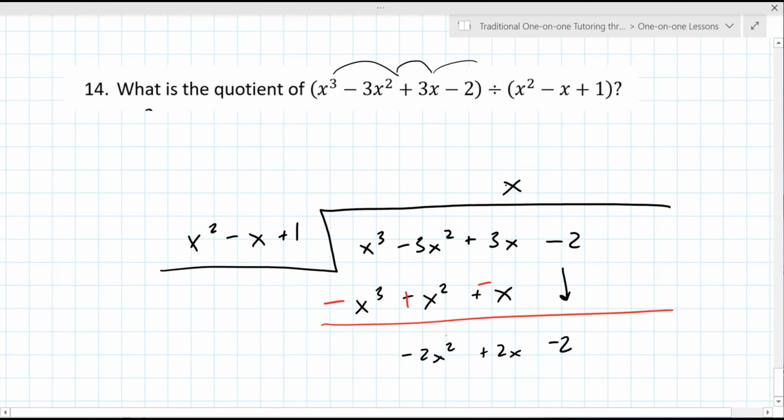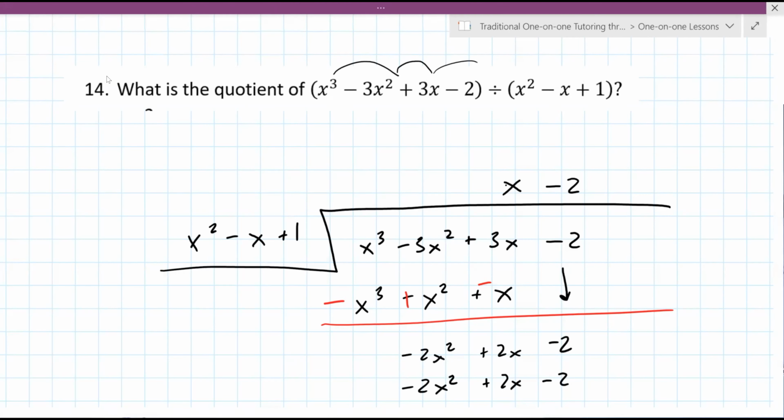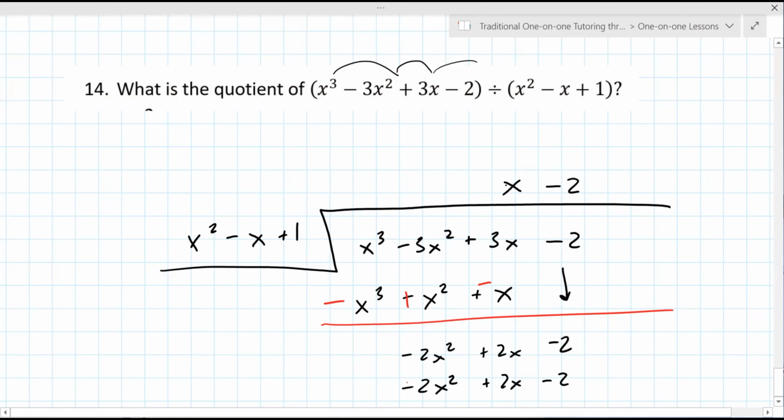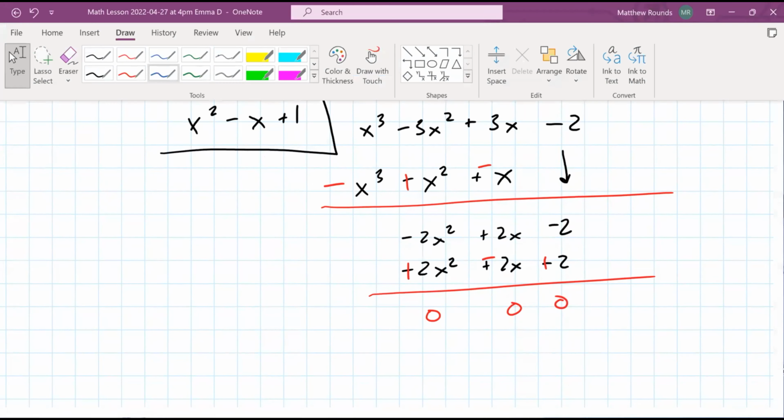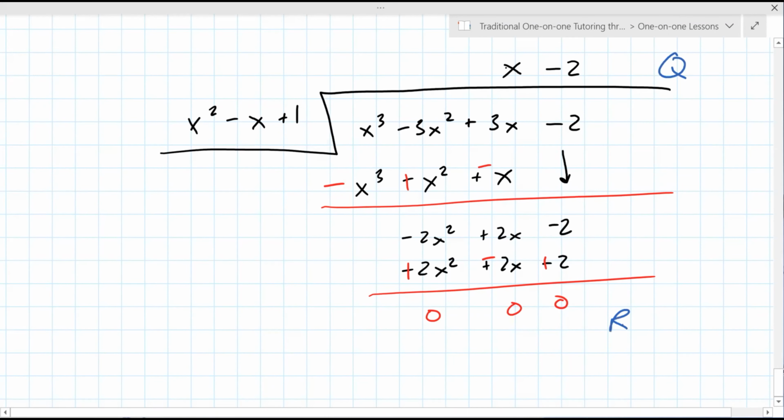So then you do the same. You say, okay, well, how do I get exactly minus 2x squared? So that's minus 2x squared times minus x, that's plus 2x minus 2. Now this is good. This means that all of these, because we're going to change the sign, they all cancel. They're all opposite: 0, 0, and 0. And as a reminder, this is your quotient, this is your remainder, which happens to be 0 this time, and this is your divisor.